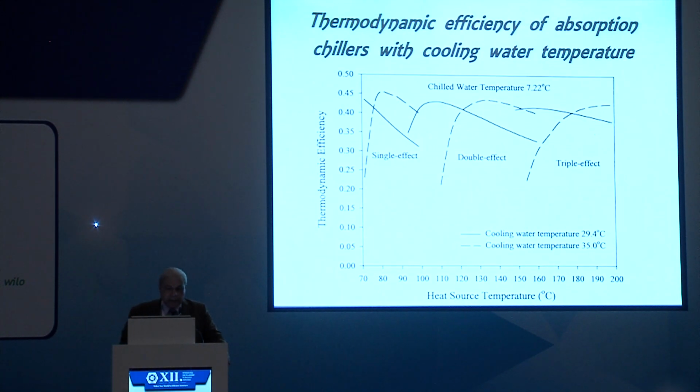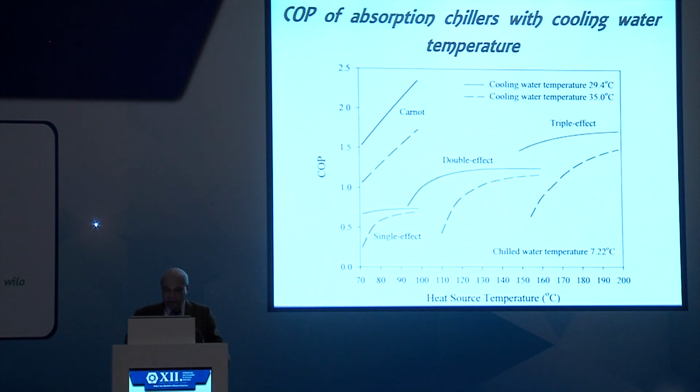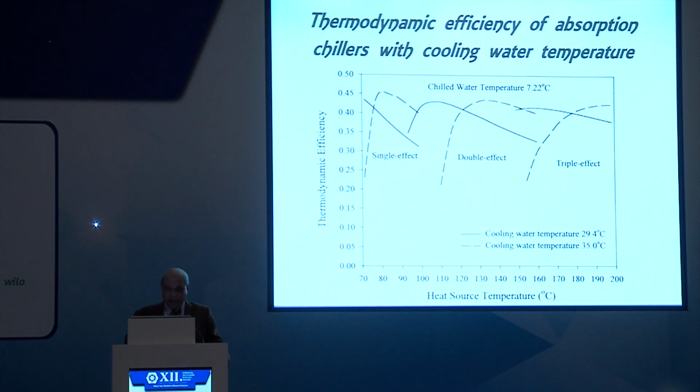This is the thermodynamic efficiency, and you can see for the single, double, and triple effect, again, you see something that is common, which is a peak. You see a peak here, and you see a more profound peak in the second law efficiency, which is the ratio between the COP and the COP Carnot. And that's very important because you would want to know exactly where you would maximize the COP for the given system relative to the Carnot COP.